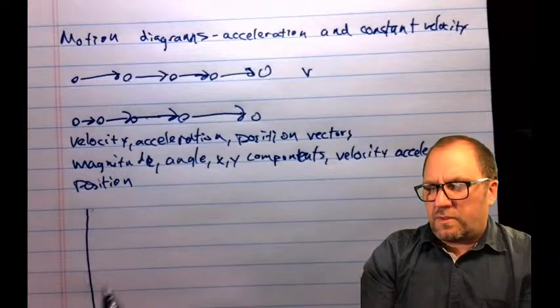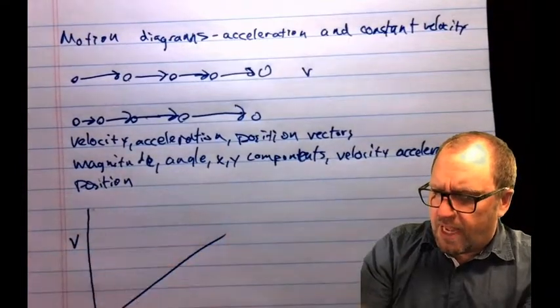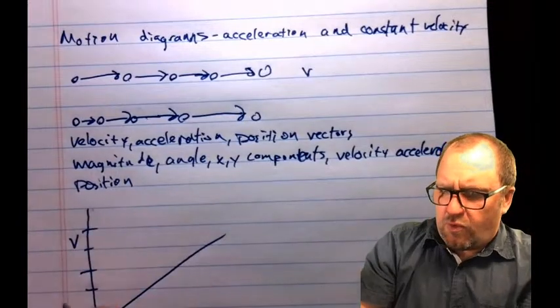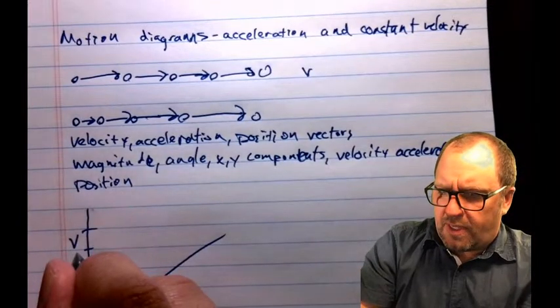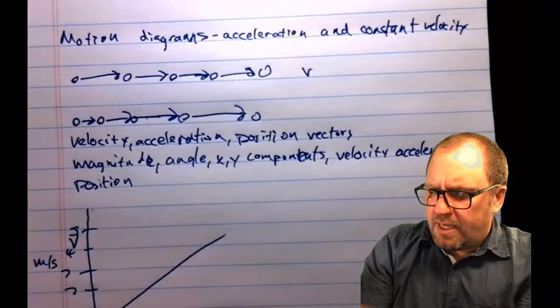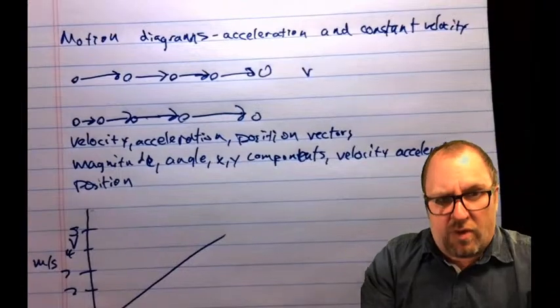Okay. So let's say we have a plot here, and this is velocity versus time. We'll put on units here. 1, 2, 3, 4, 5. This is in meters per second. And then here's our time. 1, 2, 3, 4, 5, 6, and so on.